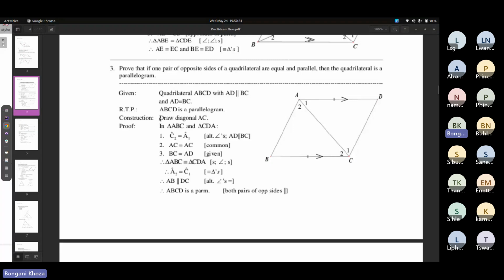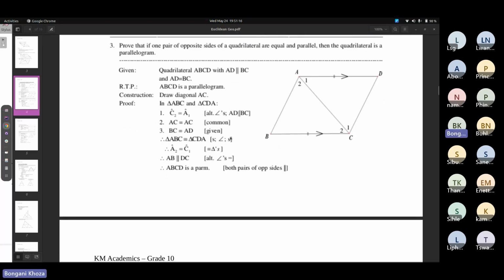So what they did, they first did some construction. They drew a diagonal AC. This is diagonal AC over here. And then from there, you check triangle ABC, this one, and triangle CDA, that one. We're doing congruency here. So angle C2 equals angle A1. Those are alternating angles. AC is common, it appears in both triangles. And then BC equals AD. That was given to us.